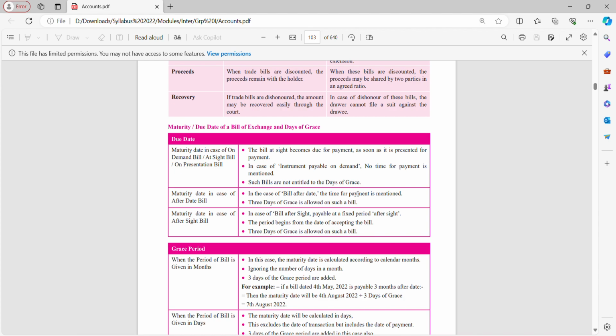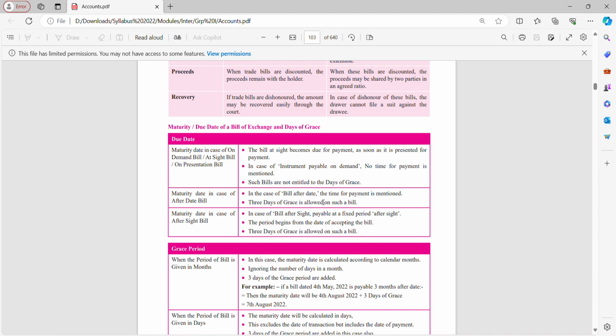So we have a bill at sight becomes due for payment as soon as it is presented for payment. Then we have instrument payable on demand. No time for payment is mentioned. Such bills are not entitled to days of grace. Maturity date in case of after date bill. In case of bill after date, the time for payment is mentioned. 3 days of grace is allowed on such a bill.